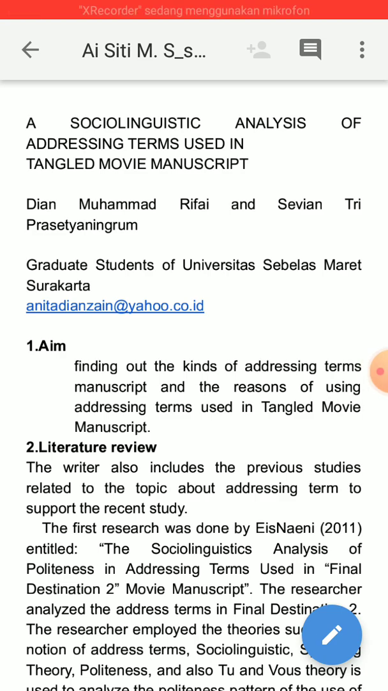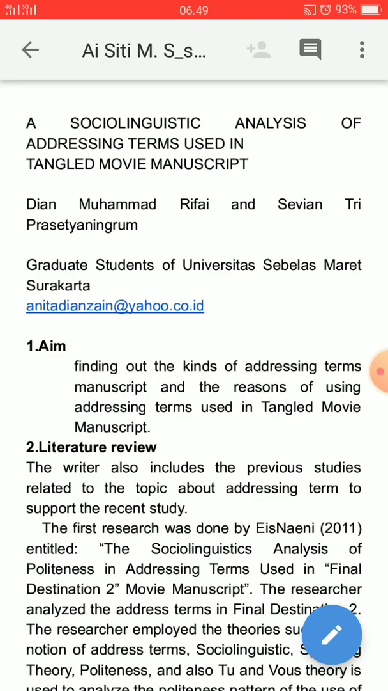I am a student of Majalengka University in the English department at 5th semester. Today, I'm going to present my review result of an article related to sociolinguistic course, and the title of this article is A Sociolinguistic Analysis of Addressing Terms Used in Tangled Movie Manuscript.